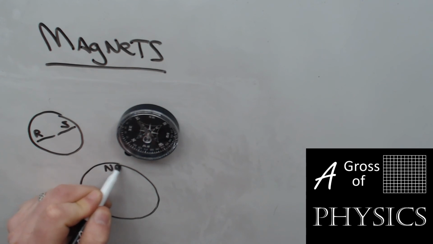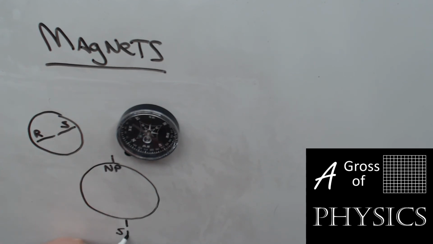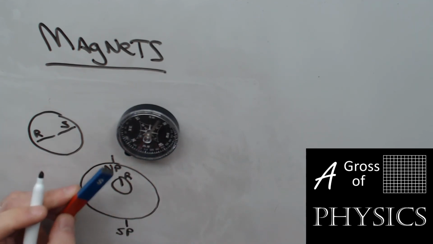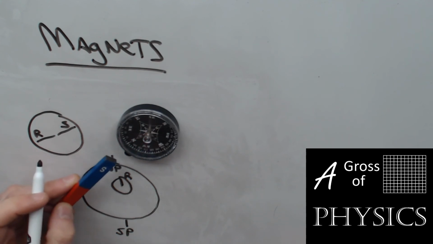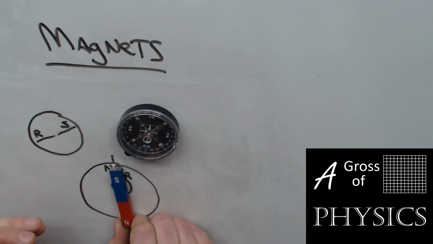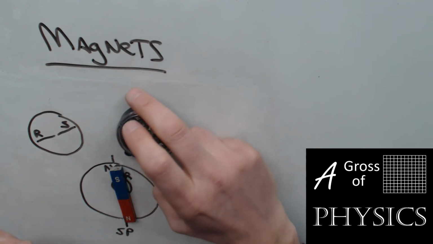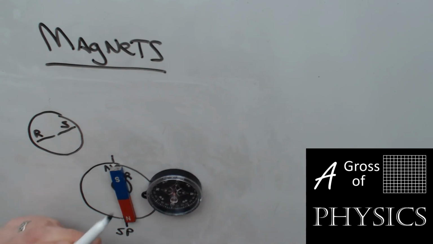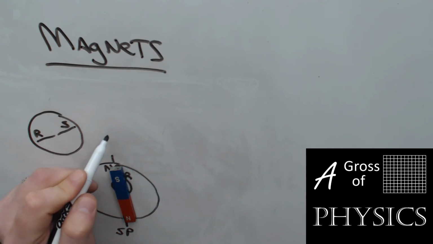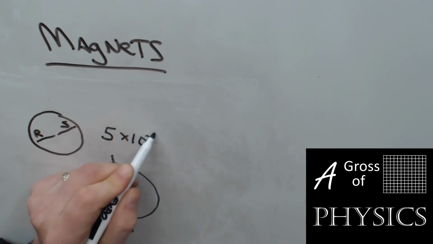So here's the North Pole. Here's the South Pole. And if the red is lining up, and obviously not to scale, but if this is the red line here, and we just established that this red is actually a North Pole of a magnet, then what that means is that the Earth is actually set up so the South Pole magnetically is near the North Pole of the Earth. And when you have this aligned, the compass is lining up to the Earth's magnetic field. Now, the Earth's magnetic field is approximately 5 times 10 to the negative 5 Teslas.